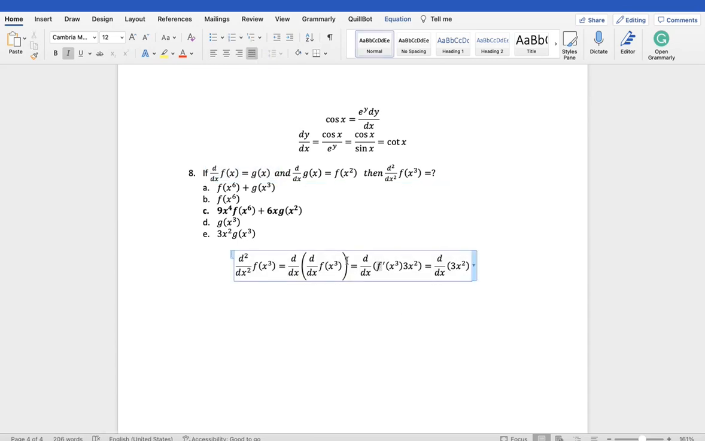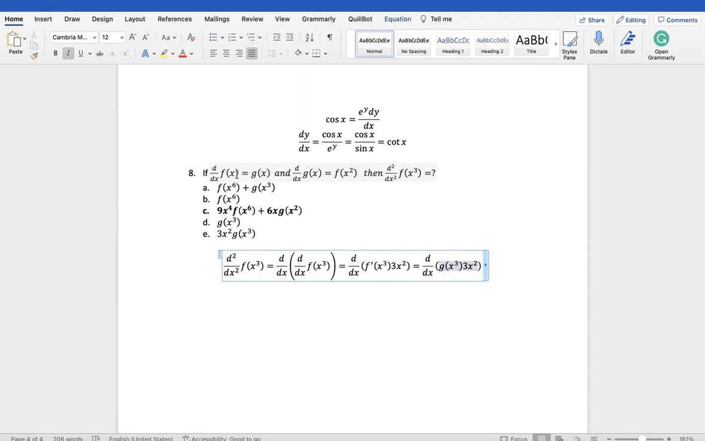But you can also just write it down like this, as long as you understand that this f prime of x cubed is just d over dx of f of x cubed. Okay, so you can write it like this. But remember that you're given that d over dx of f of x is equal to g of x. So you can substitute the f prime of x cubed by g of x cubed, right? I hope this makes sense.